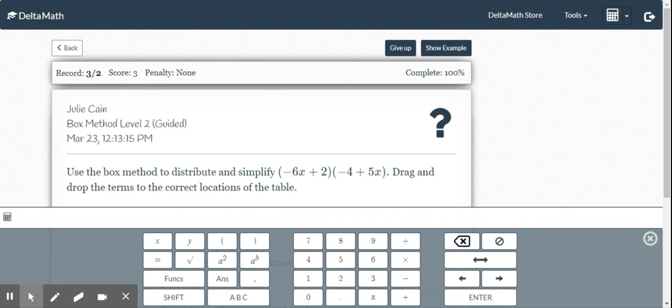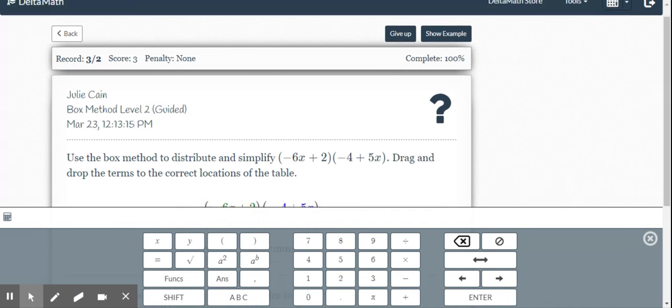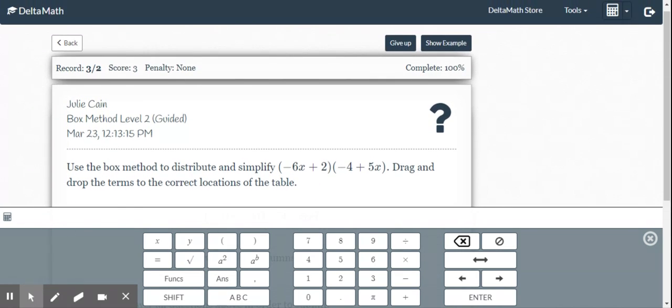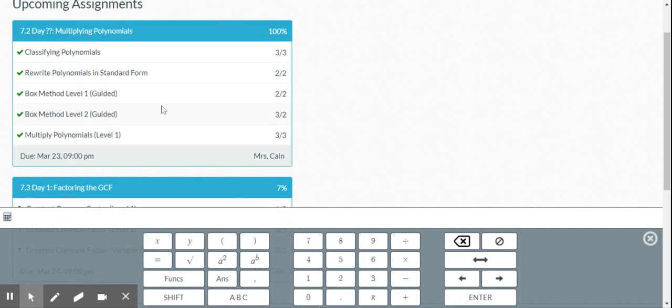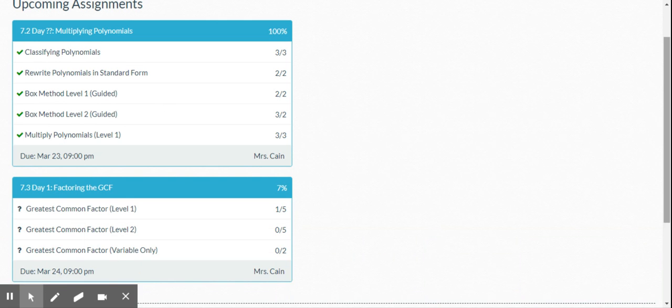If I click on next problem here, I could keep going if I wanted to, but I can see here in the top where it says record, I have 3 out of 2 correct. So that means I've done everything that I need to do. I don't need to do it again because I've already achieved the goal of the problems, of the examples. So that's just one of the ways. I'm going to close this little thing down to do this.